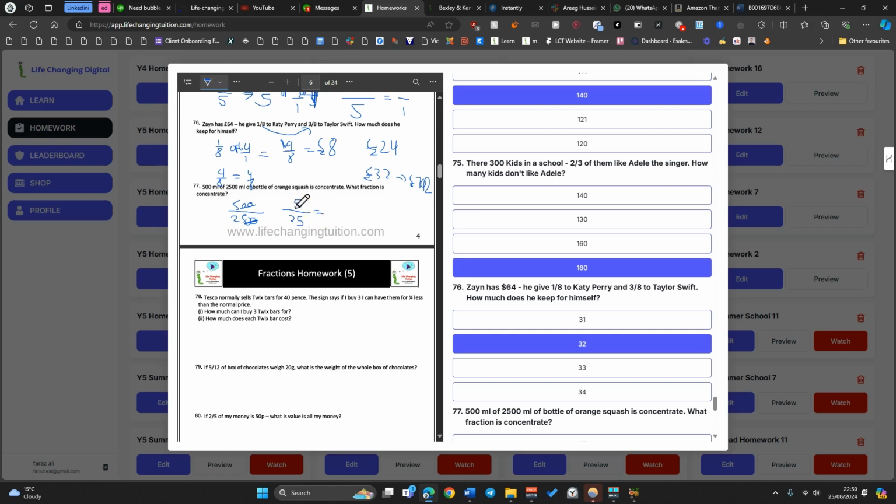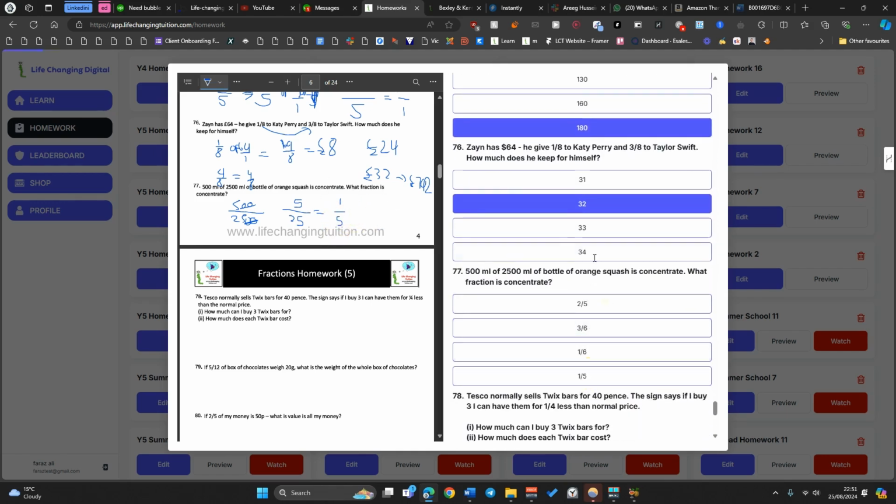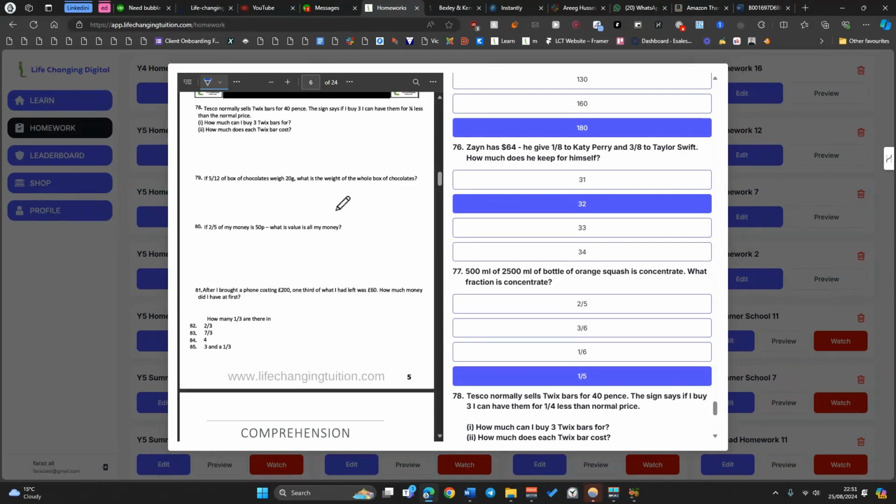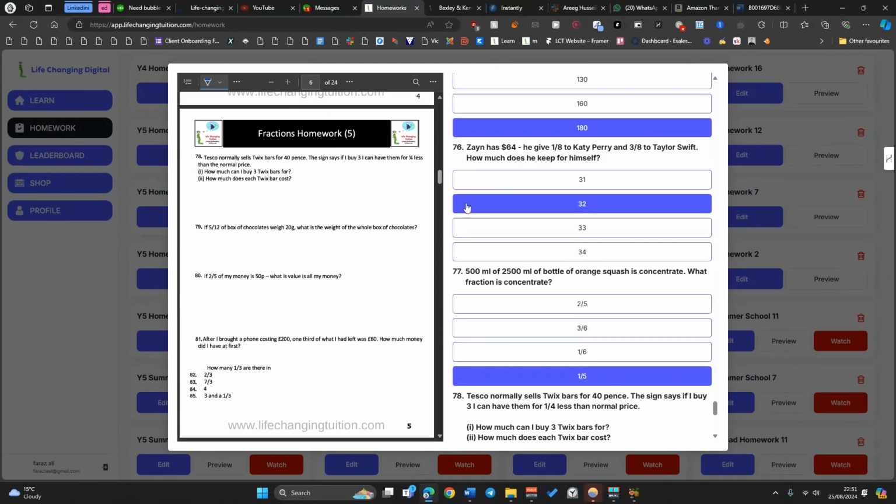Now we can simplify this even further. 5 goes into the top once, and 5 goes into the bottom 5 times. So 1 over 5 is the fraction here. Boom. Okay. Question 78. Tesco normally sells Twix bars for 40p.